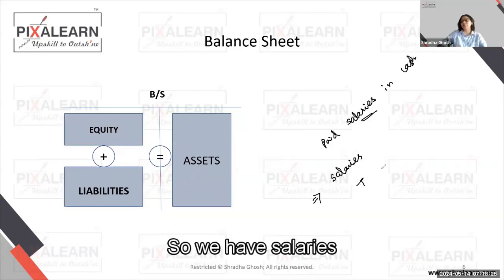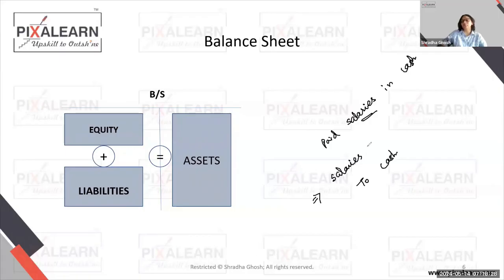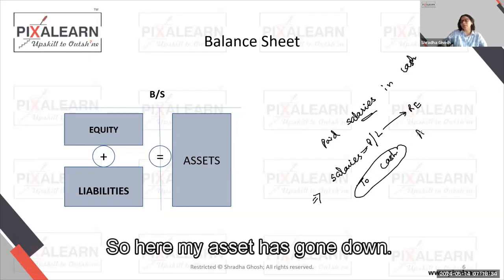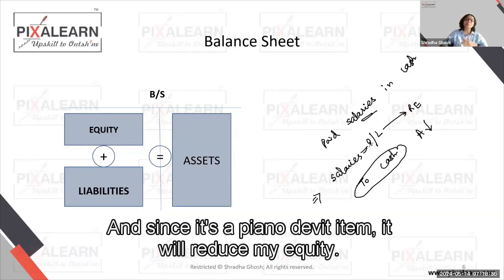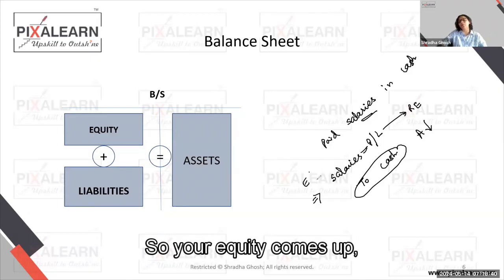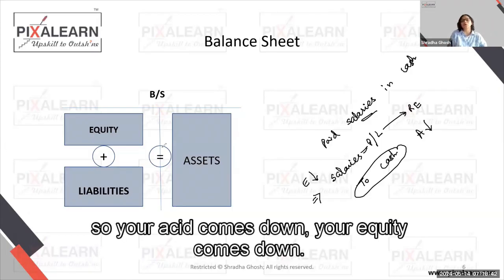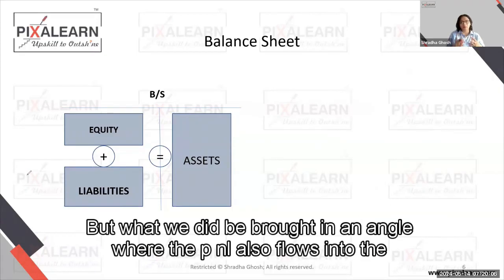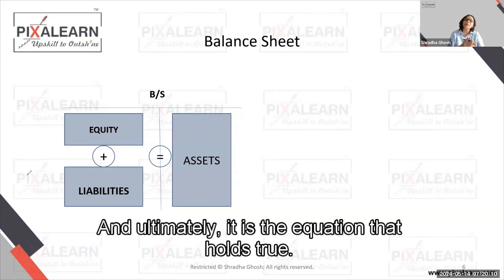So we have salaries to cash. Now this is a P&L item which will ultimately be closed to retained earnings. So here my asset has gone down, and since it's a P&L debit item, it will reduce my equity. So your equity comes down. So your asset comes down, your equity comes down, your balance sheet tallies. But what we did, we brought in an angle where the P&L also flows into the balance sheet, and ultimately it is the equation that holds true.